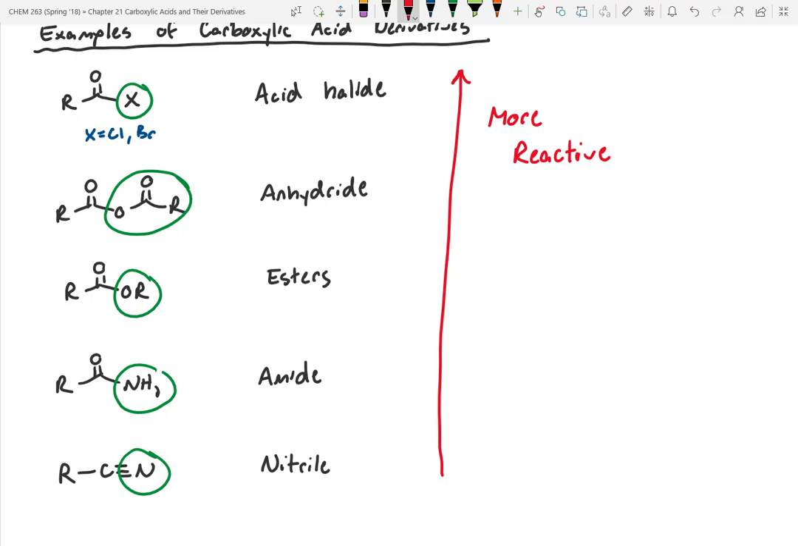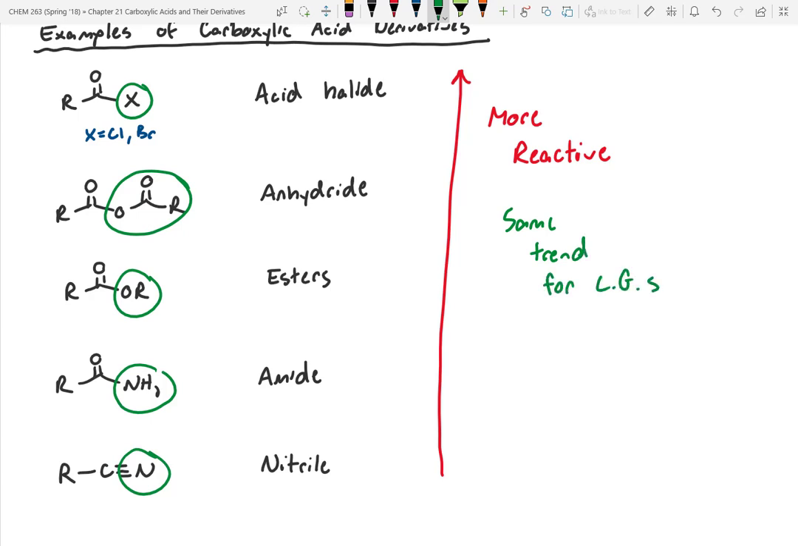Anhydrides, if you pop those off, you have a carboxylate salt. The negative charge is on an oxygen. That's good, and it's resonance stabilized, even better. Next one is esters. You don't have that resonance stabilization, not as good. Amides, even worse. Nitrogen doesn't like a negative charge. And then even worse after that is nitriles. So the general trend follows the same trend as with leaving groups. So I'll just say same trend for leaving groups here to remind you.